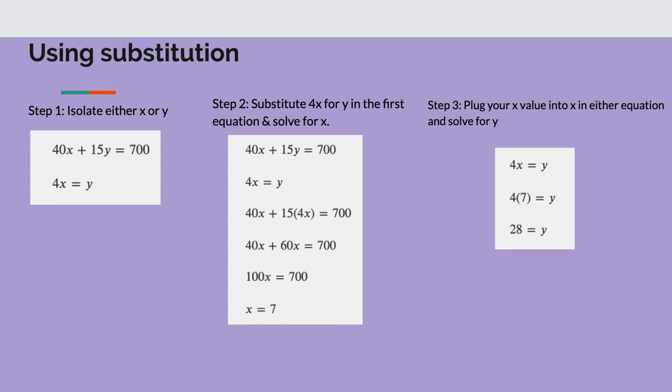As you can see, moving from step 1 to step 2, we plug in 4x for the y that's multiplied by 15 in the first equation. We simplify it, and then we just solve for x, which is 7. To find the other value, of course, we just plug that value of 7 in for x in one of the original equations and solve for y from there.